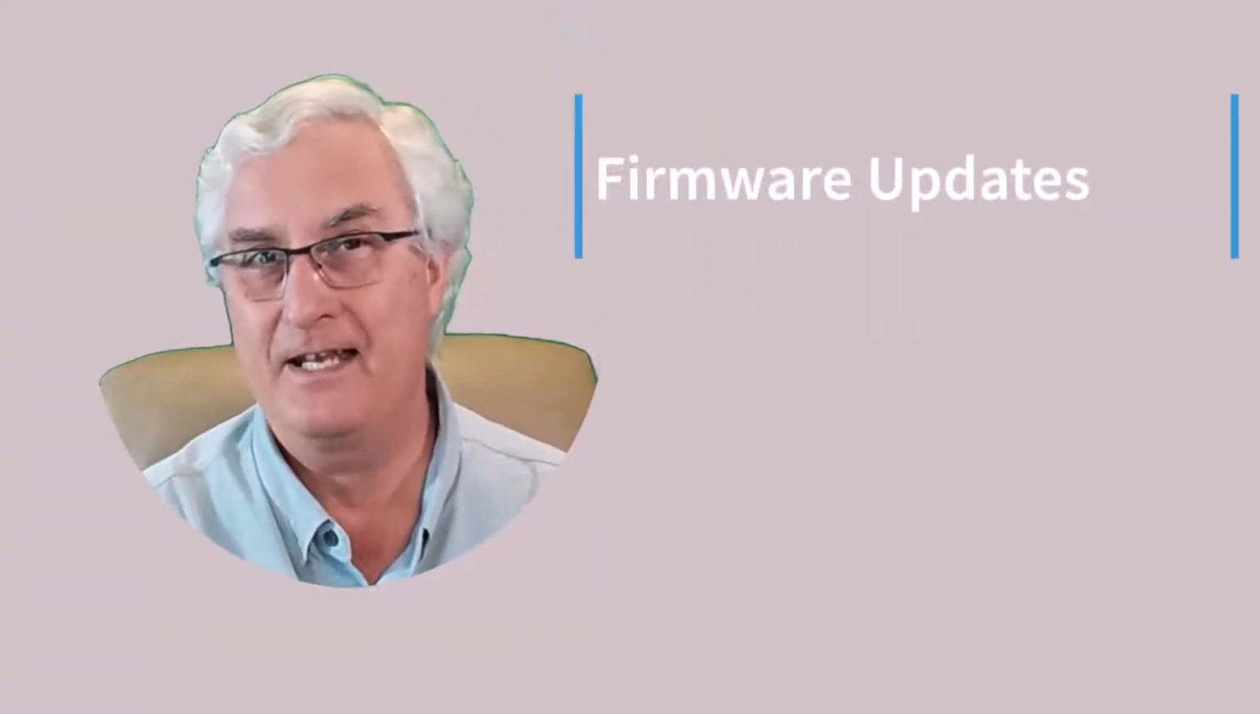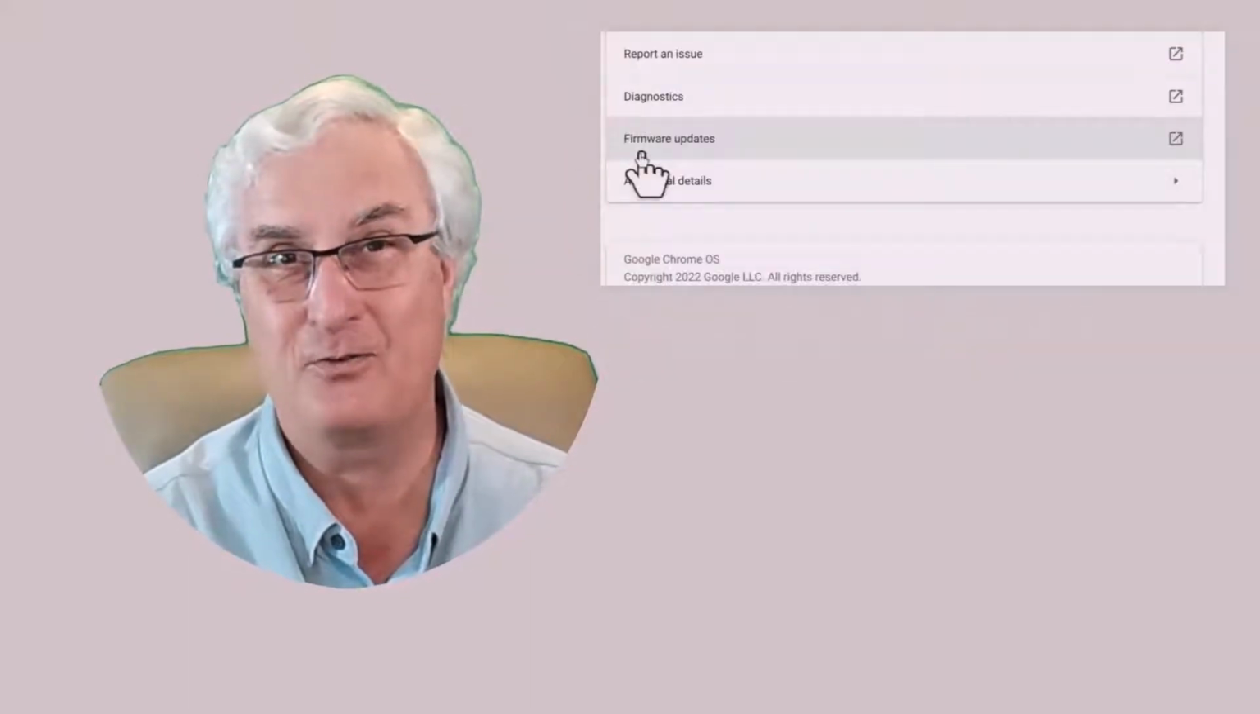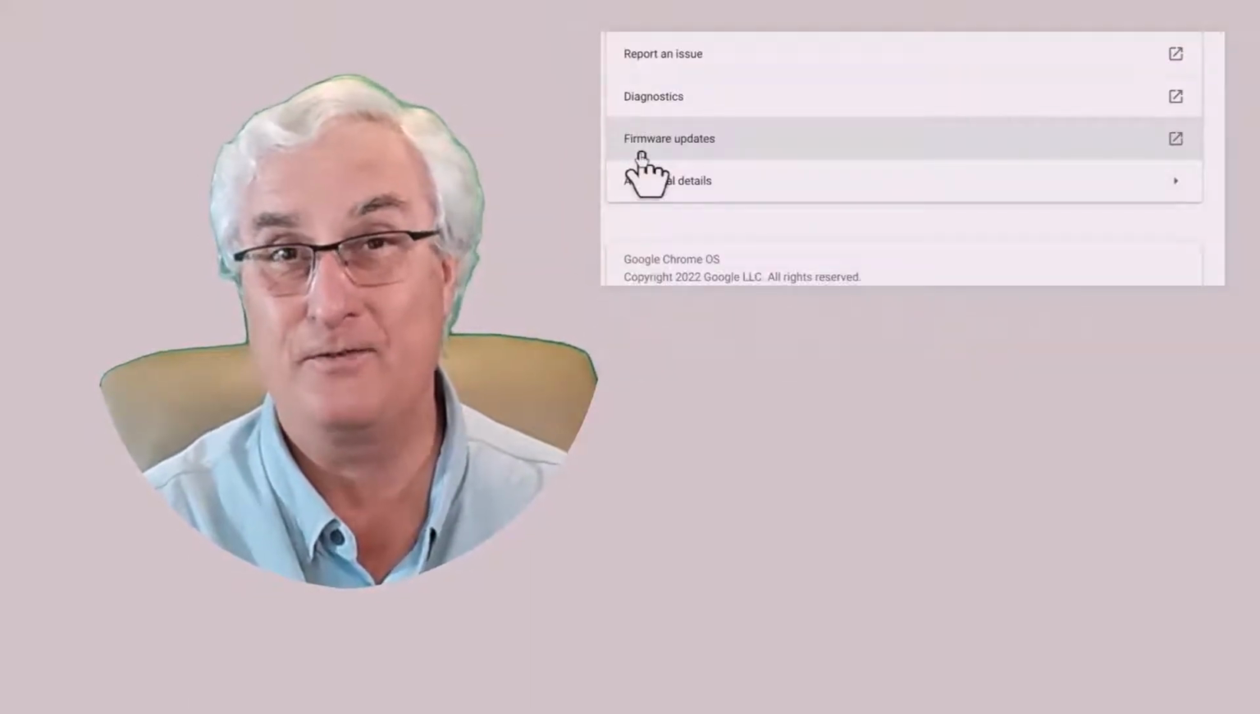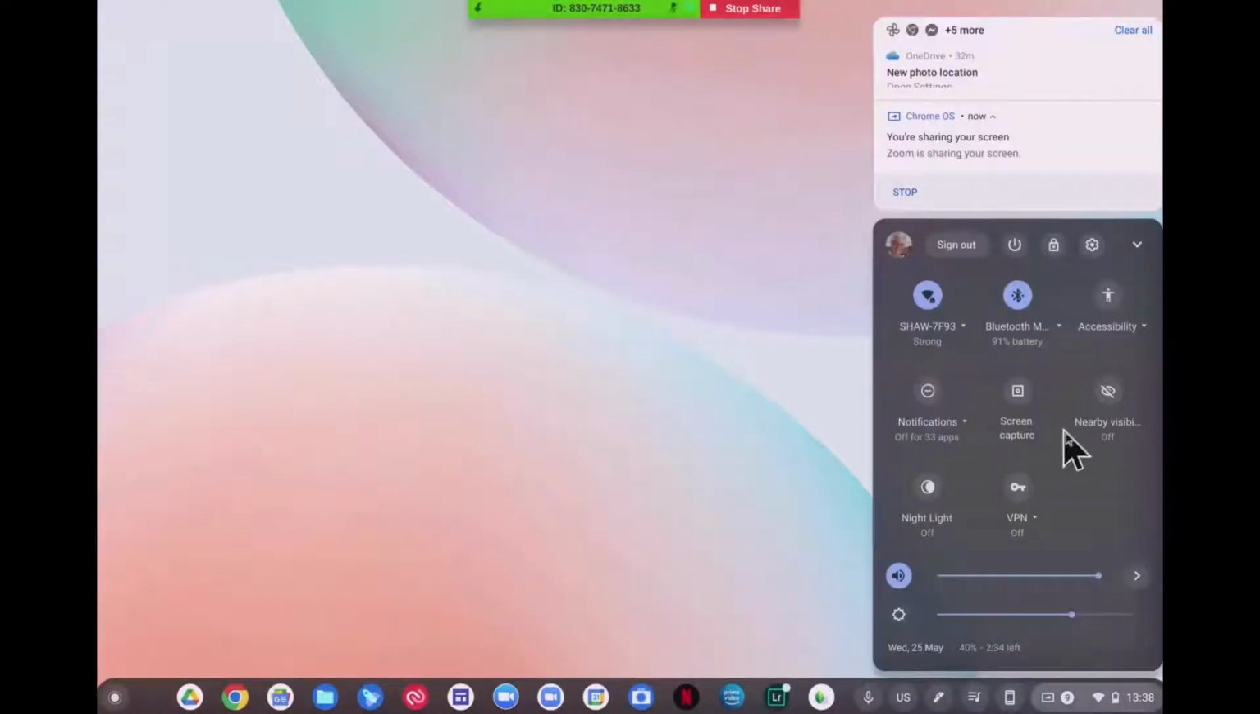Chrome OS 101 brought us the ability to see the firmware updates in peripheral devices connected to our Chromebook. This was a new feature as part of their diagnostics section. Let's have a look and see how this works. All right, let's have a look at the changes that have occurred in Chrome OS 101.